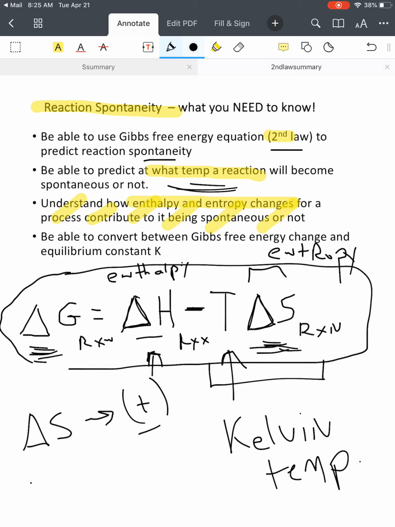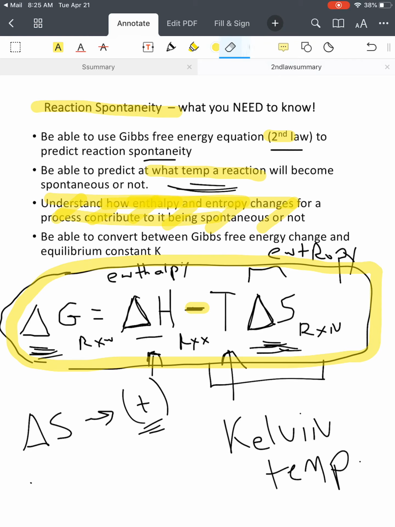So, generally, positive entropy changes are good for spontaneity. So just kind of know how these enthalpy and entropy changes, whether positive or negative, contribute to the process being spontaneous or not. And honestly, if you understand this equation, just the mathematics of it and the form, that we subtract this T delta S, you can kind of reason it out based on what the signs are on delta H and delta S. It's usually not too hard.